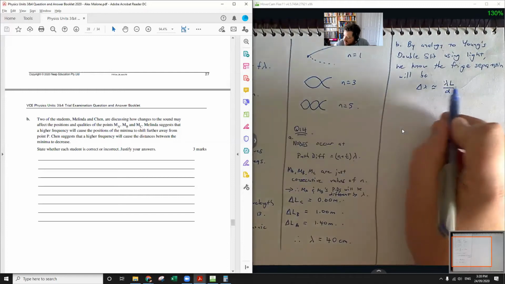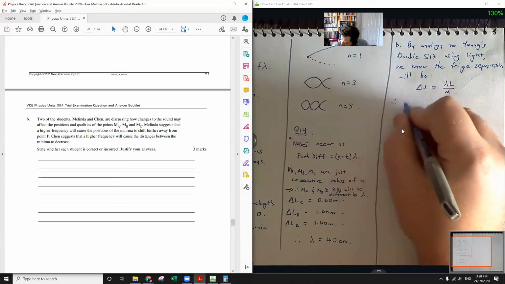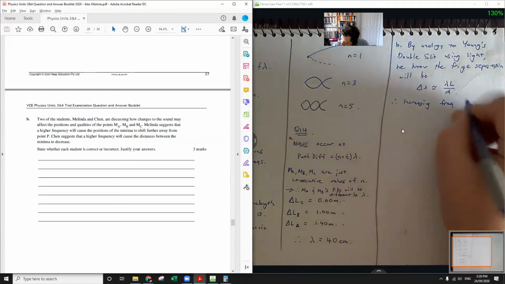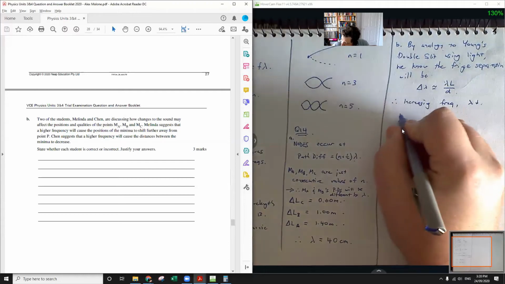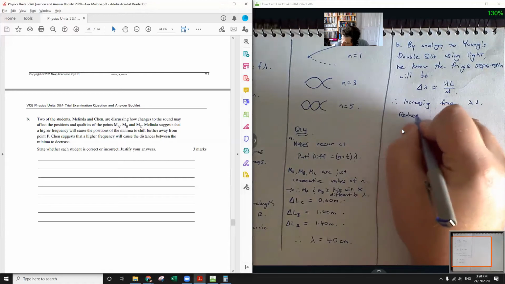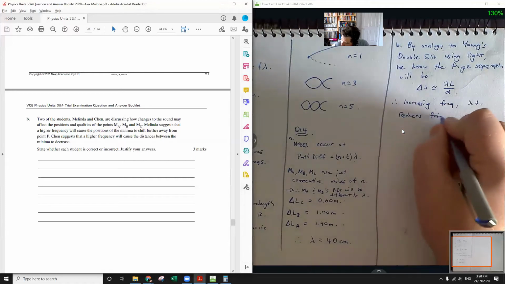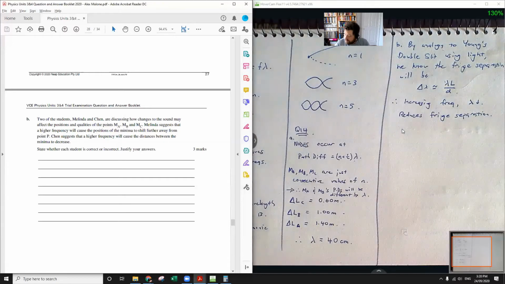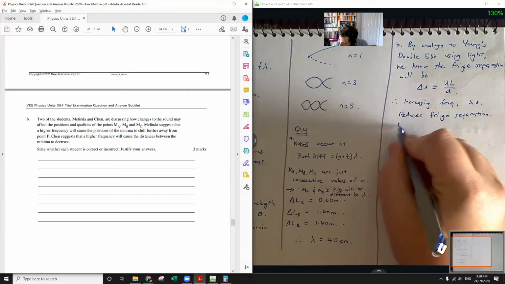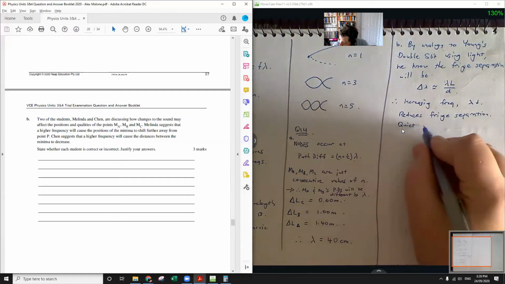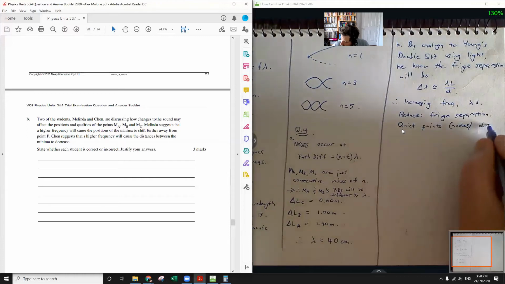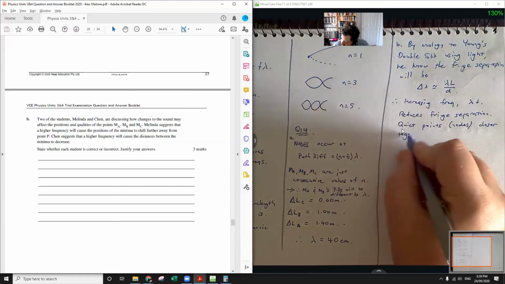But lambda L on D, therefore, increasing frequency, which is reducing the wavelength, reduces fringe separation. So quiet points, nodes, are closer together, as will, of course, be the antinodes.